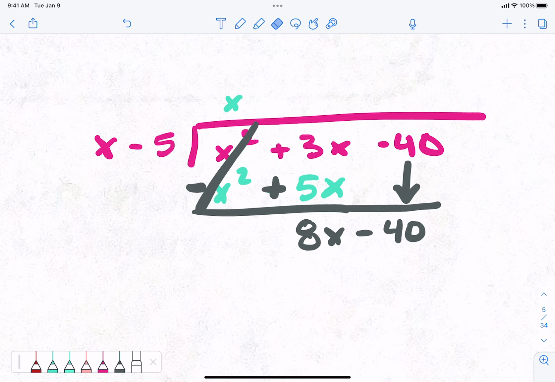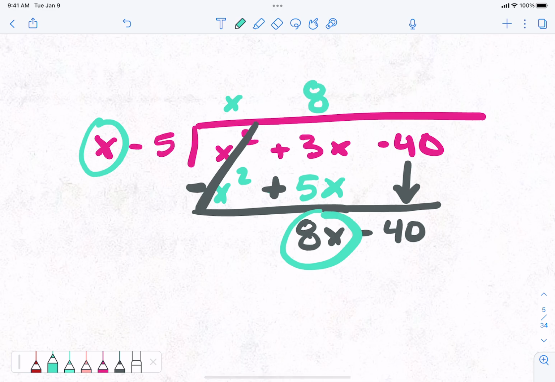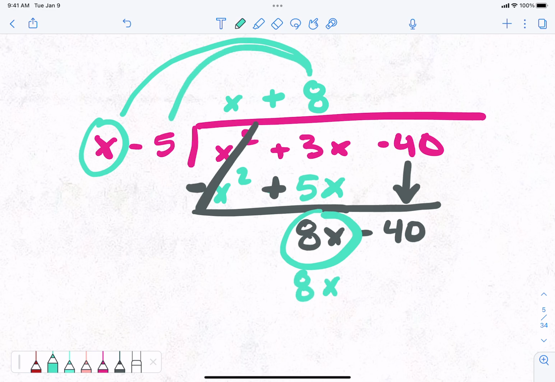So what do we have to take times x to get 8x? 8, okay? But there's my pet peeve. You put positive 8, right? Okay. Then we multiply that 8 back through. So 8 times x gives you 8x, right? What's 8 times minus 5? Negative 40. Very, very important that you flip the sign. So that becomes a positive 40, right?